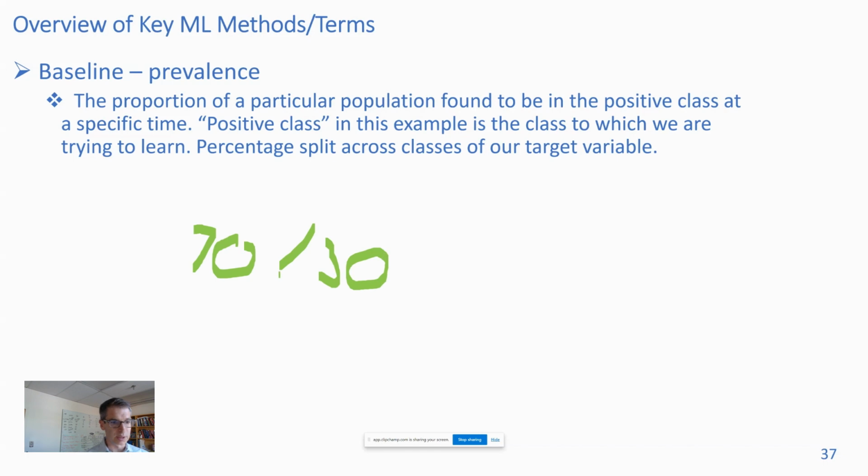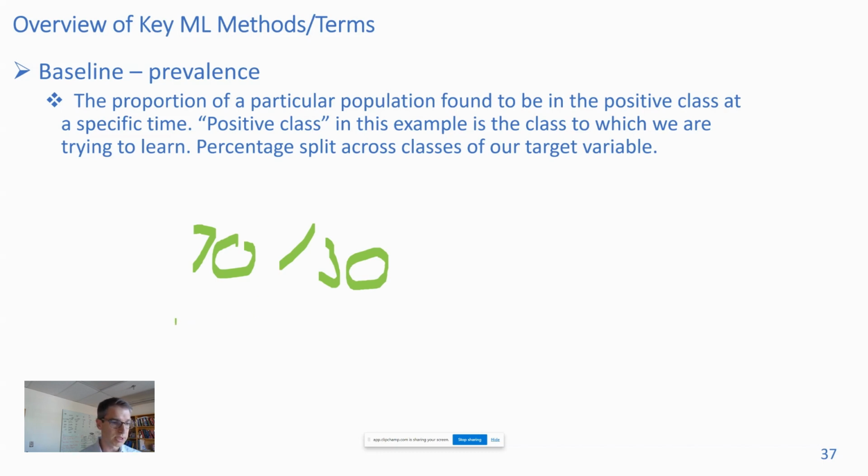Sorry, I'm writing this really clunky. 30 people out of 100 have defaulted on their loan. And so the prevalence in that example would be 30%. And this is important to know because it tells us how hard that particular target variable is going to be to learn.